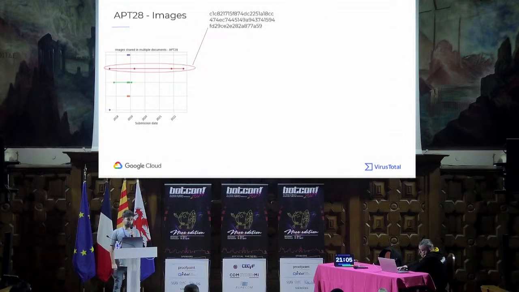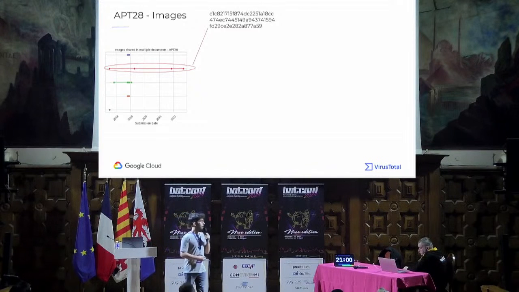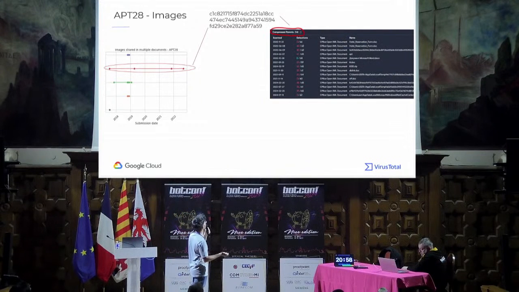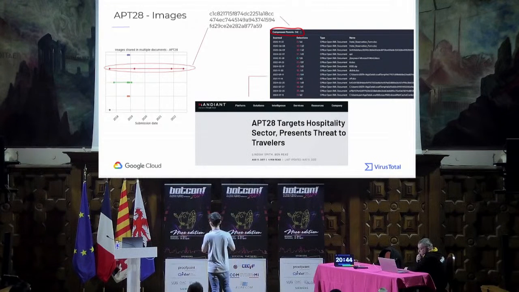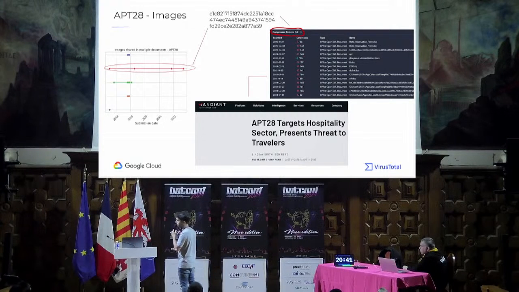So taking as an example the image of the insignificant hand, if we go to VirusTotal, as we saw previously, that image contains 14 compressed parents. And all those 14 Word documents were using that specific image when they were created. And then if we look at the information related to those specific documents, all of them were related to a Mandiant report that said APT28 was targeting the hospitality sector.